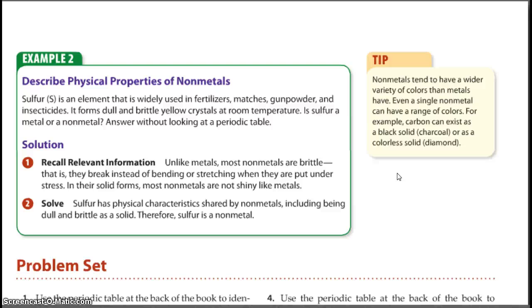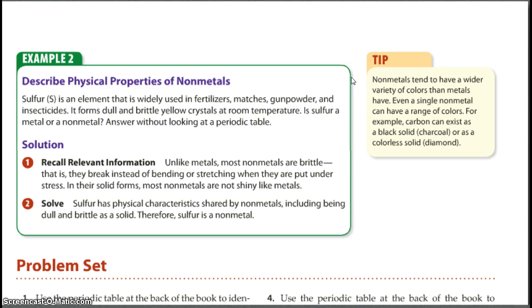So recall relevant information. Unlike metals, most nonmetals are brittle. That is, they break instead of bending or stretching when they are put under stress. In their solid form, most nonmetals are not shiny like metals. Sulfur has physical characteristics shared by nonmetals, include being dull and brittle as a solid. Therefore, sulfur is a nonmetal.